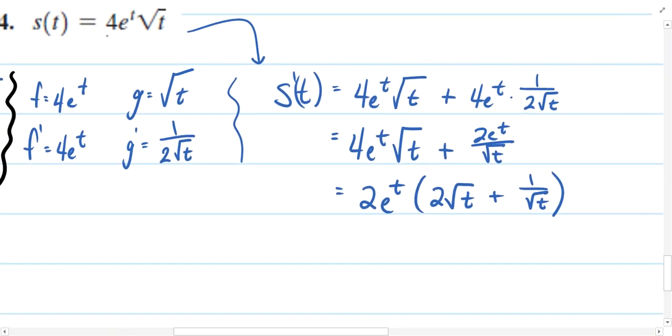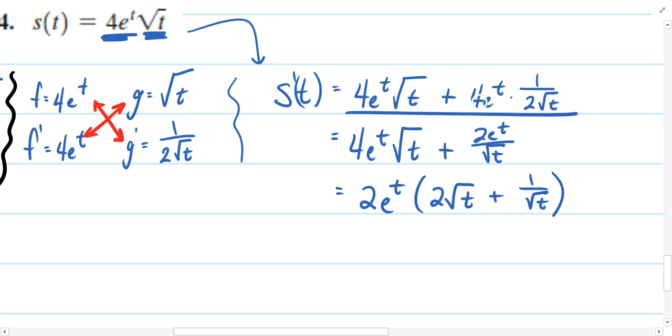For number 14, I chose my inner function to be 4e to the t power, and then, well, I shouldn't say inner and outer. My first function, 4e to the t power, and my second function, square root of t. Again, using derivative rules that we're starting to memorize now, I was able to identify those derivatives. And the cross products in this order and then in this order, summed together, produced this first answer.